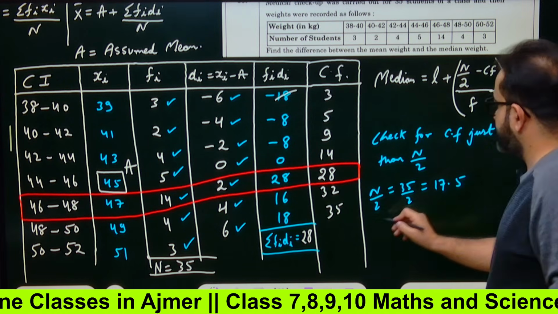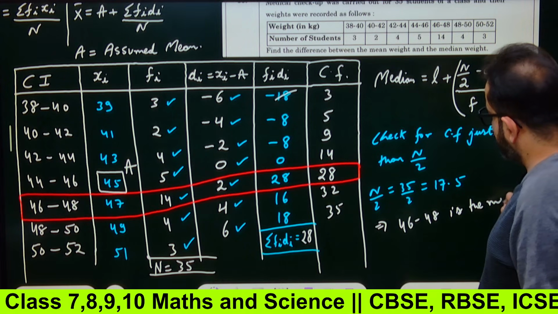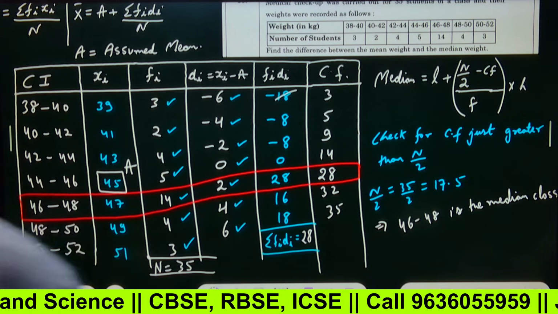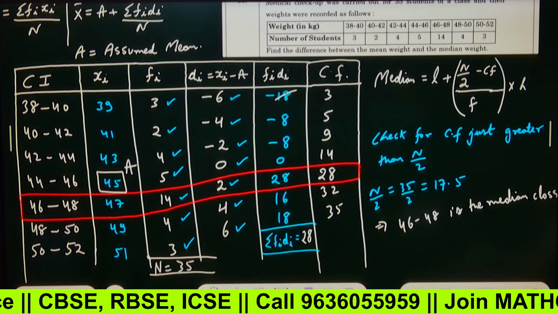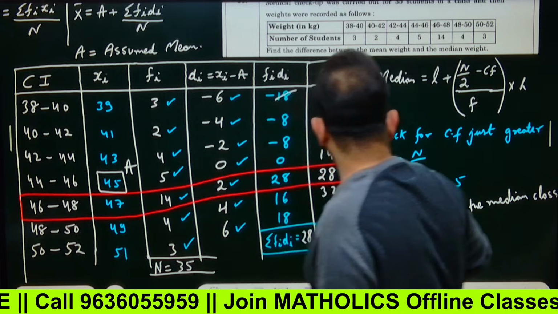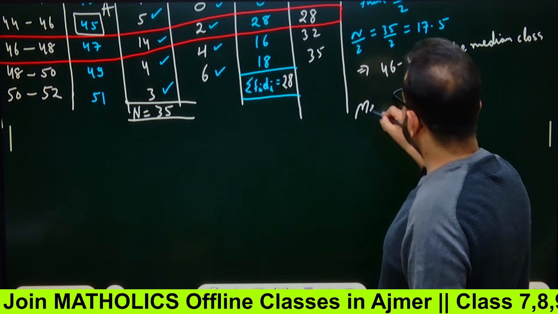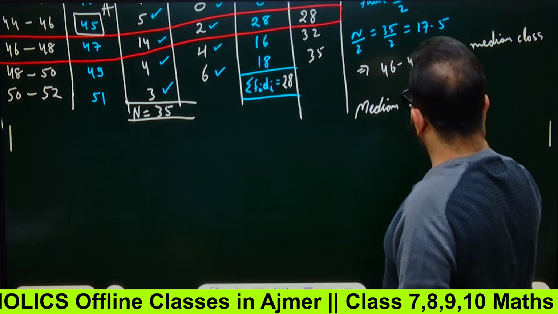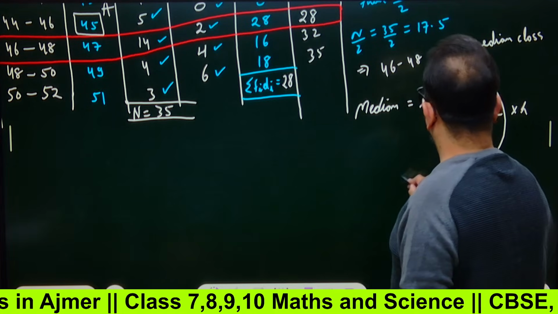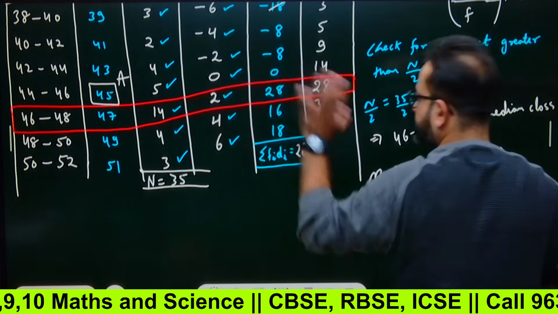It implies 46 to 48 is the median class. How many of you have got this point clear in your minds? Very much crystal clear. 46 to 48 is the median class. Yes or no? Yes, sir. Now what to do? Just use calculations. Now write down the formula again. What was the formula? Median equals L plus N by 2 minus CF whole upon F, and that into H. Once you find the median class, 46 to 48, got the point?